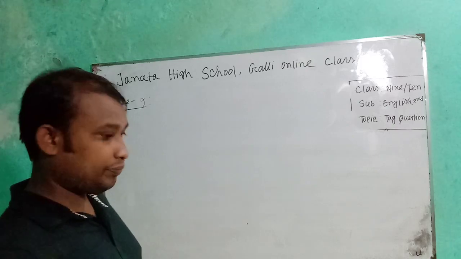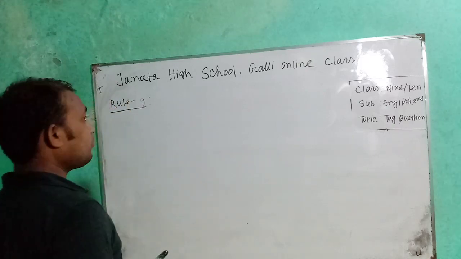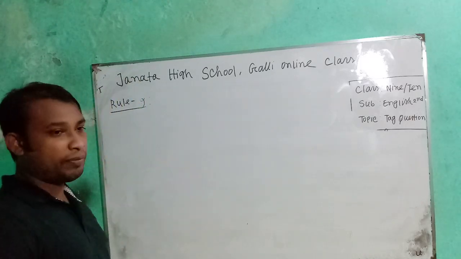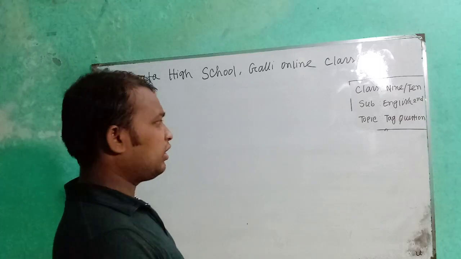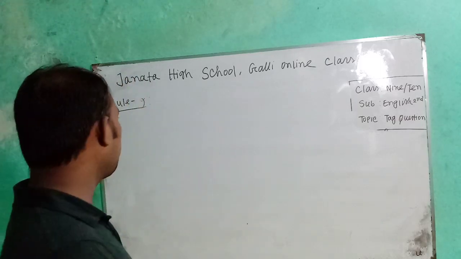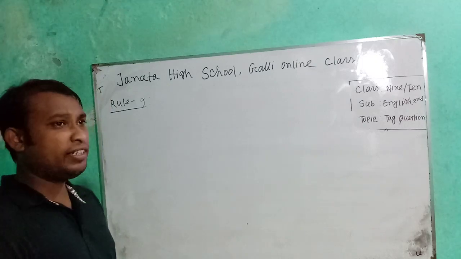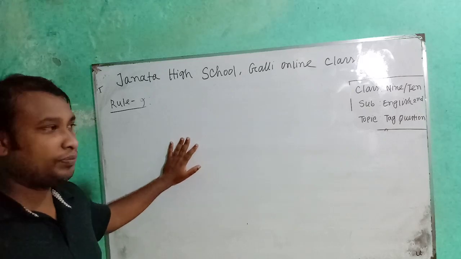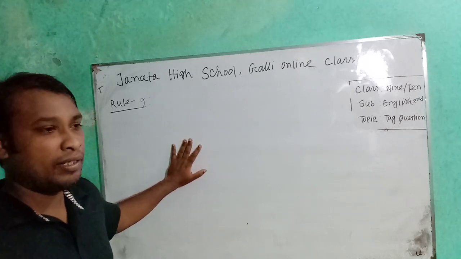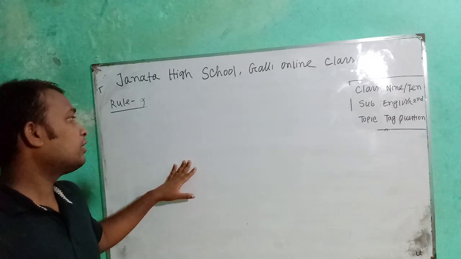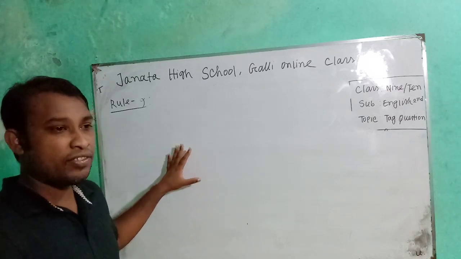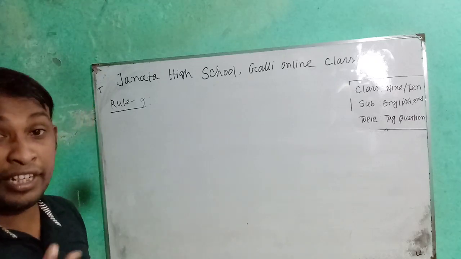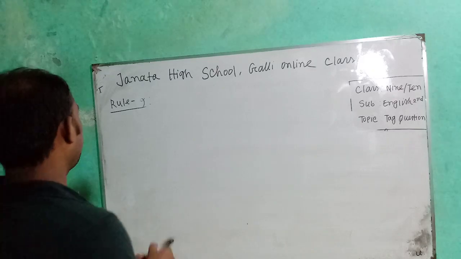Rule 9. If we find an exclamatory sentence and we have to make a question tag in the same way as an assertive sentence, but we find that in an assertive sentence we often find subject and verb in the beginning of a sentence, but there is an exception. In an exclamatory sentence we find subject and verb at the end of a sentence. At the end of a sentence, remember it.